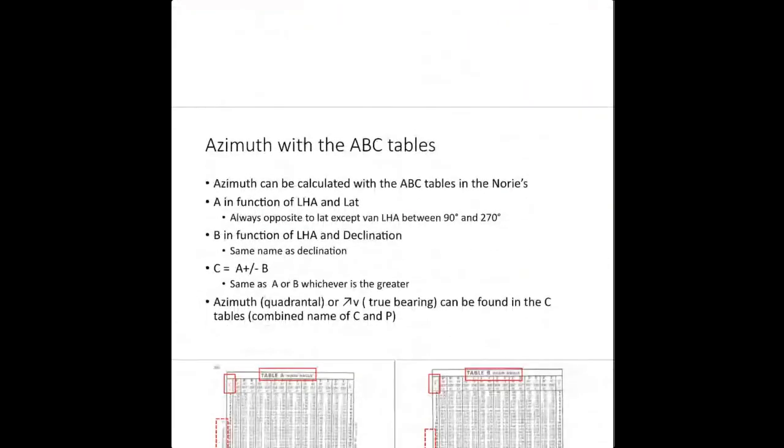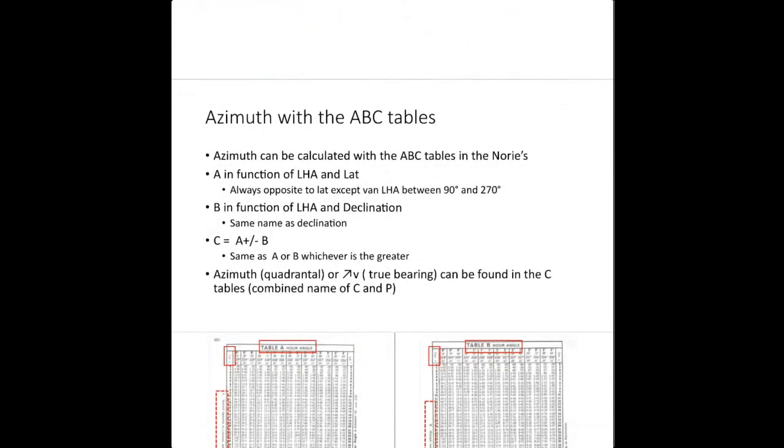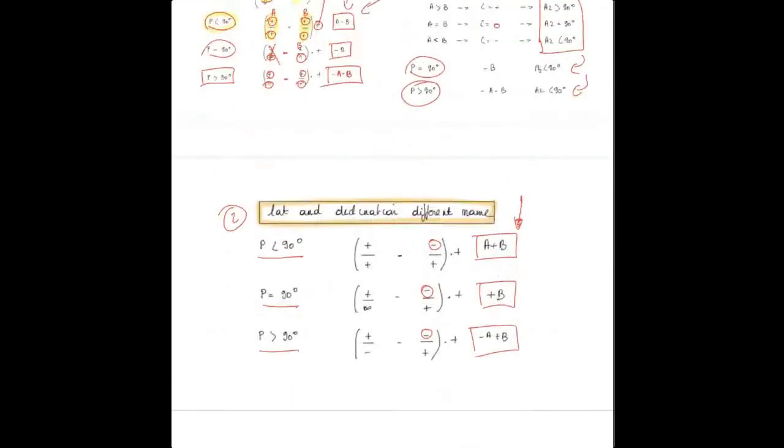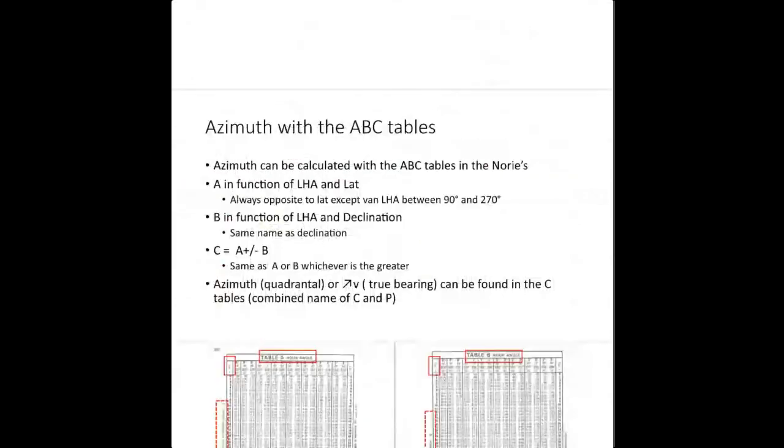Then you can also calculate the azimuth with the ABC tables. They can be found in your Norris. First of all, you can find A as a function of the local hour angle and your latitude. A sign needs to be assigned to A, and they say that it is always named opposite your latitude, except when the hour angle is between 90 and 270.